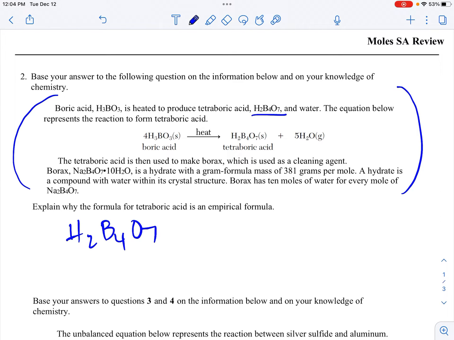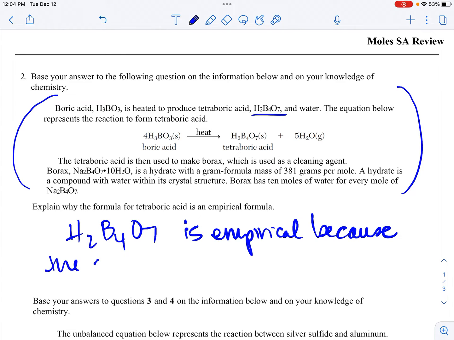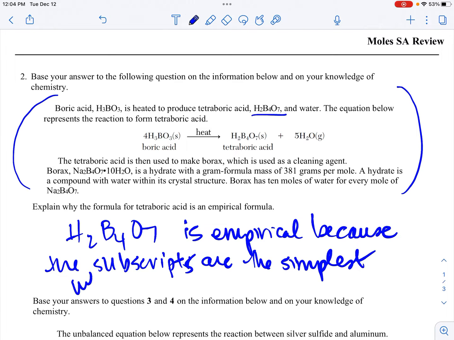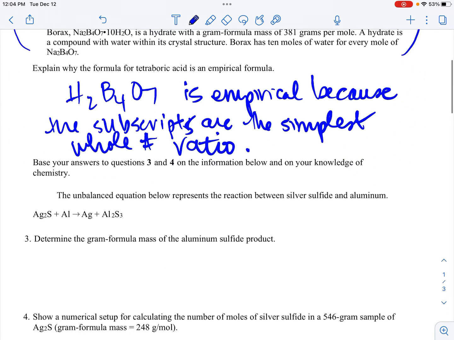Why is it an empirical formula? Empirical formula is empirical because the subscripts are, sorry, that's an S, the simplest whole number ratio. Simplified form, empirical formula.